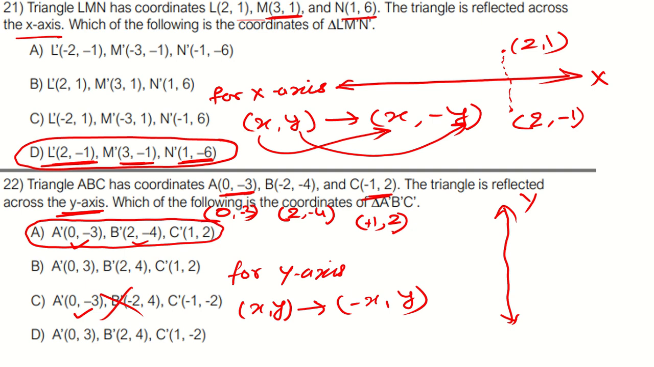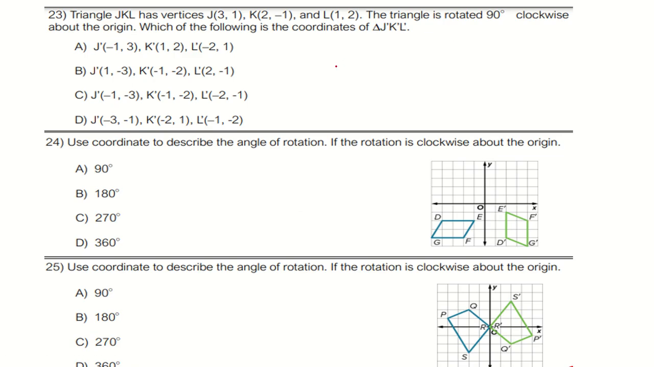Okay. Now next is the triangle JKL that has the vertices. These are the corner points of the triangle. The triangle is rotated. Now this is the question of rotation in the clockwise direction about the origin. Now my dear students, you will remember one thing here. For rotation, I am just writing the formula first so that it is clear to you. Rotation is clockwise because they are saying clockwise. So first I'll write for the clockwise.